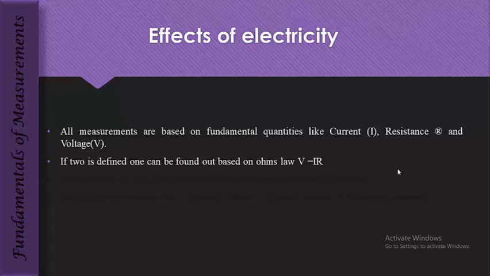So V is equal to IR. This is a standard law. When I know two values, I can automatically find out the other value. For example, if I want to find out the value of voltage, if I know the current value and resistance value, I will be able to find out voltage. Similarly, if I know the value of voltage and resistance, I can find out the value of current. And if I know the value of voltage and current, I can find out the value of resistance.